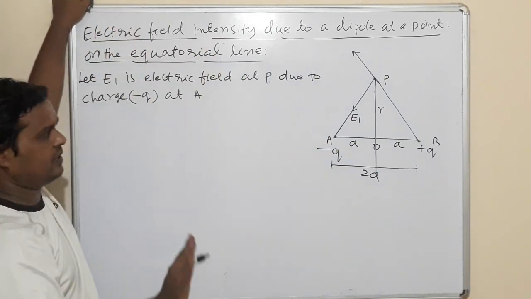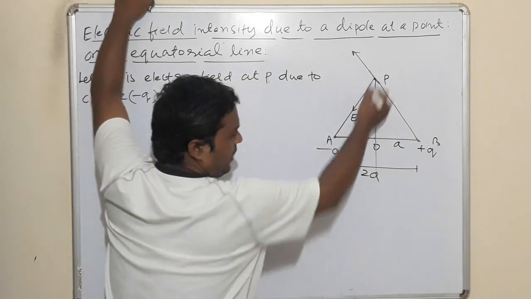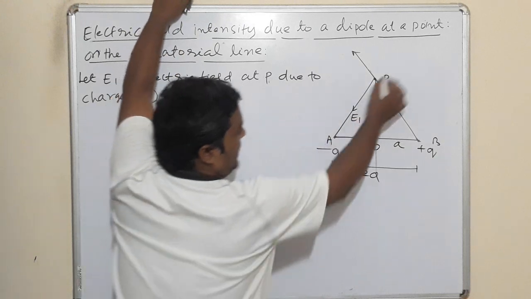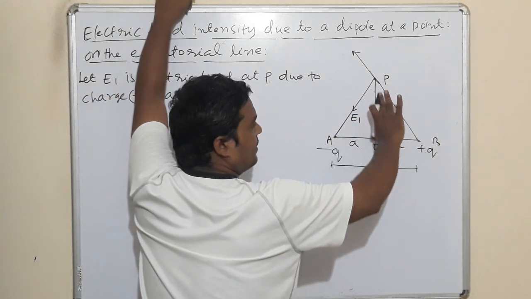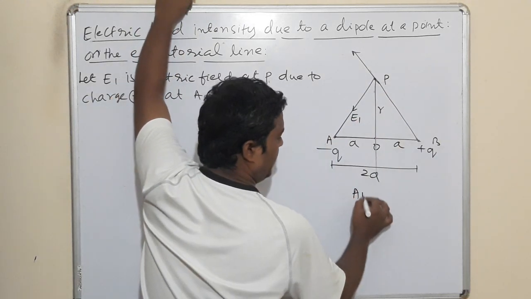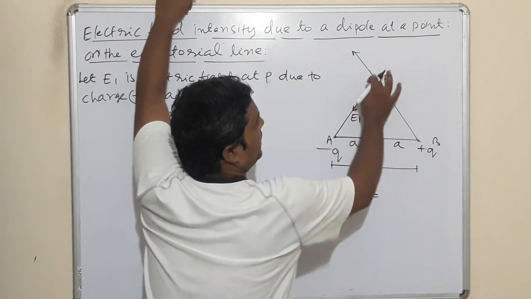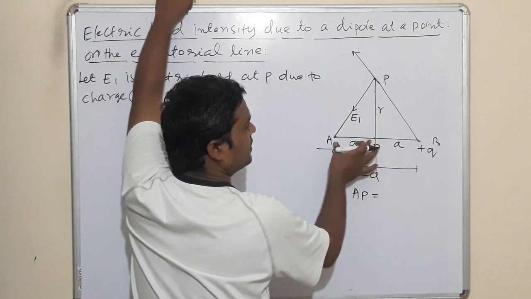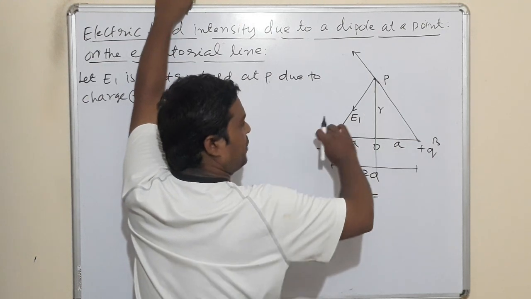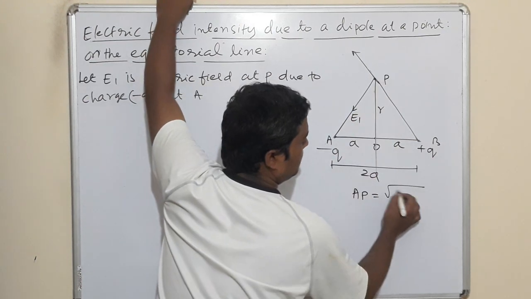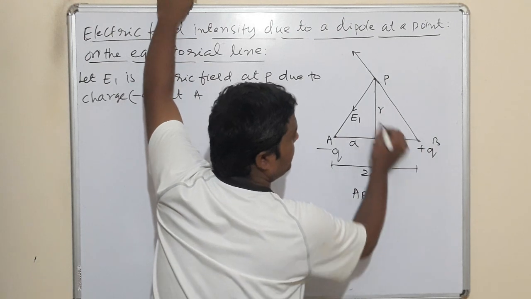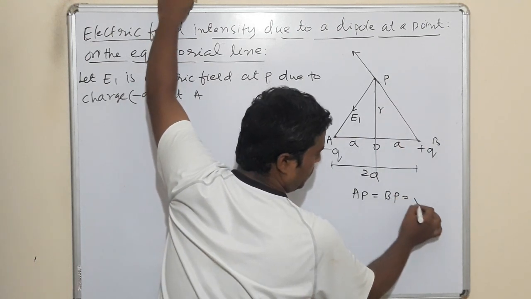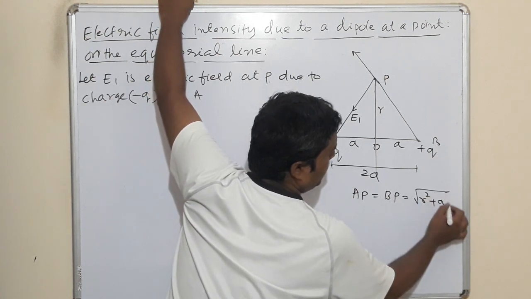E1 will write plus make it. What is E1? Electric field due to minus charge. What will be this distance AP? This is A, this is R. AP will be equal to BP. AP is equal to root of A square plus R square, Pythagoras theorem we will use, which is equal to BP also. This is R, this is A, this will be root of R square plus A square. Then BP is equal to root of R square plus A square.